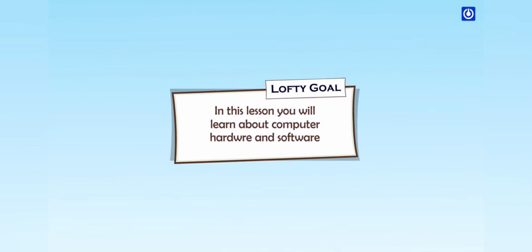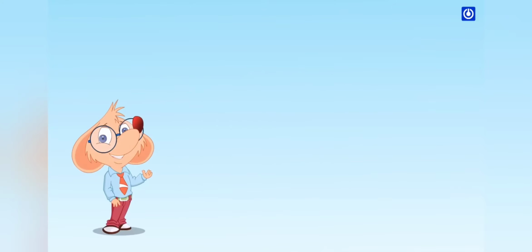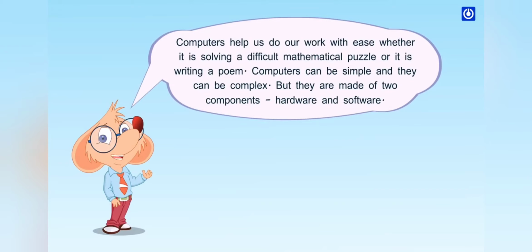Hardware and software. Lofty goal. In this lesson, you will learn about computer hardware and software. Computers help us to do our work with ease, whether it is solving a difficult mathematical puzzle or writing a poem. Computers can be simple and they can be complex, but they are made of two components: hardware and software.